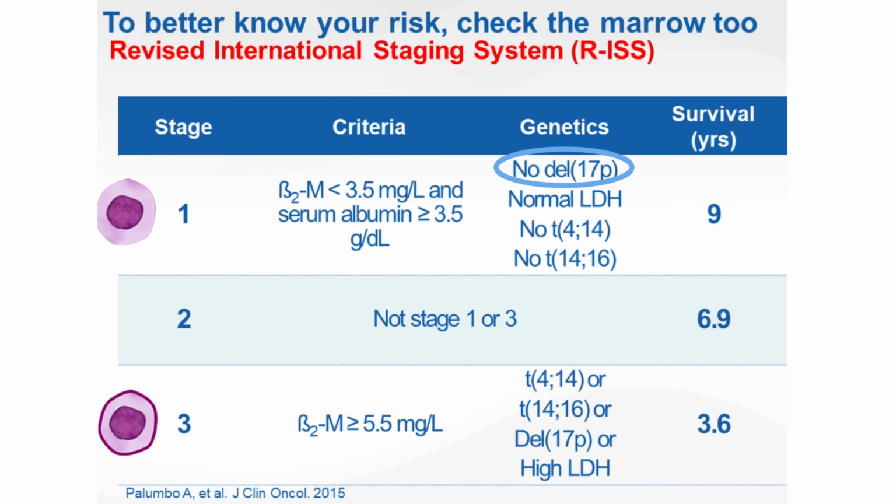So deletion 17p is code word for the short arm of the 17th chromosome in your myeloma cells, but not your normal cells, is missing. And this suggests that you have higher risk myeloma.